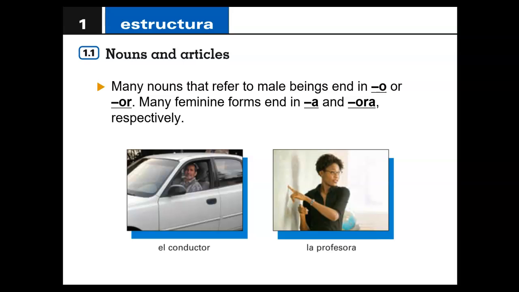Many nouns that refer to male beings end in O or OR. So for example, el conductor, the driver, ends in OR, so that's one way to figure out if it's masculine or feminine. Many feminine forms end in A and ORA. So then you have la profesora. If I were to change these two and make it a female driver, then I would say la conductora. And if I were to change the professor into a male professor, then I would say el profesor, so it ends in OR. All right, so these are some of the endings.